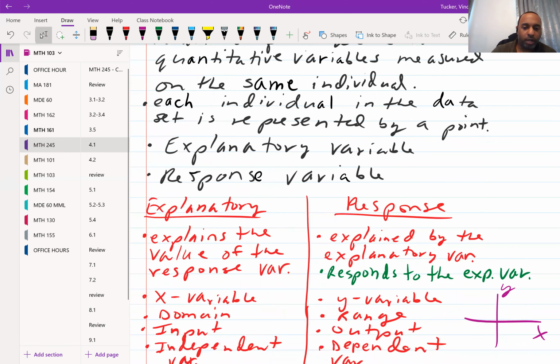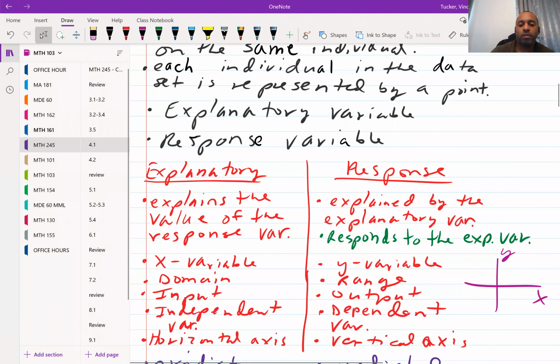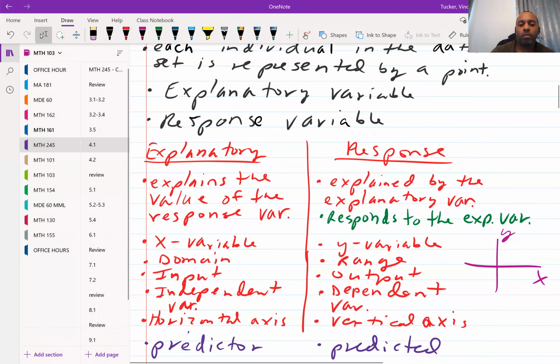Your explanatory variable will be the X variable, and your response will be your Y. That's your domain versus your range, input versus output, independent variable versus dependent variable, horizontal axis versus vertical axis. And your explanatory is your predictor. Your response variable is your predicted. It's what you will be predicting.